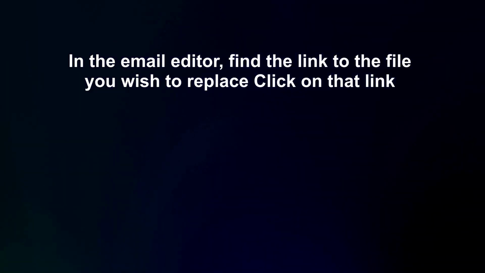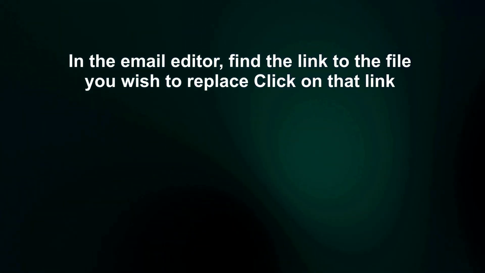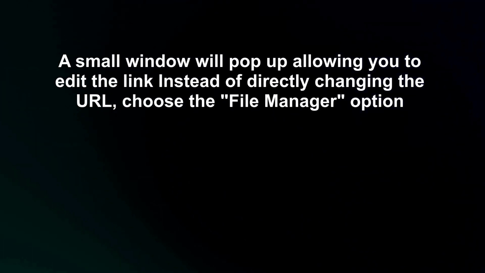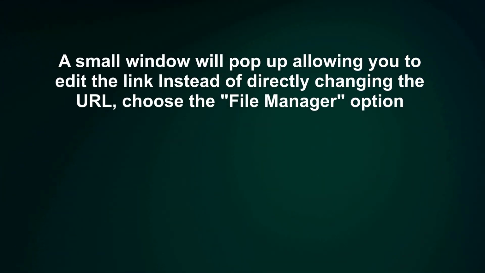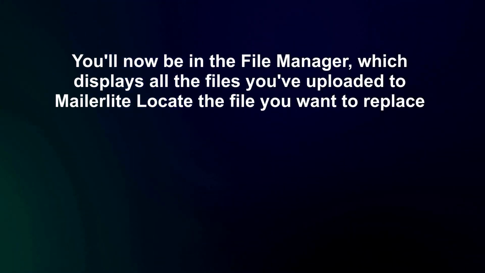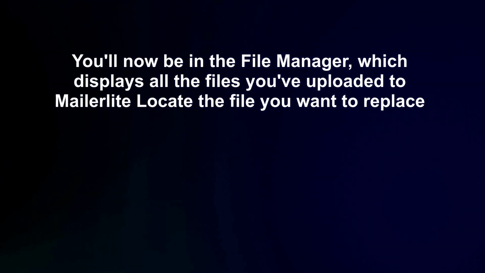In the email editor, find the link to the file you wish to replace. Click on that link. A small window will pop up allowing you to edit the link instead of directly changing the URL. Choose the File Manager option. You'll now be in the File Manager, which displays all the files you've uploaded to Mailerlite.